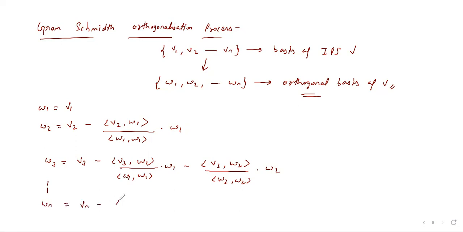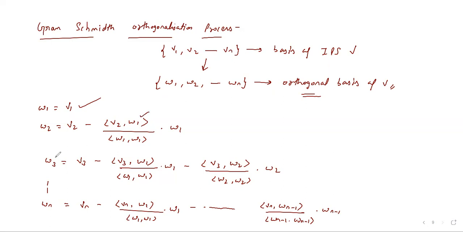Vn minus (Vn comma W1 upon W1 comma W1) into W1, going on to minus (Vn comma Wn minus 1 upon Wn minus 1 comma Wn minus 1) into Wn minus 1. Now what are we doing here? The first vector of the orthogonal basis would be V1, and the second vector we would find by V2 minus the inner product with respect to W1. And the W3 vector would be V3 minus, so there is a procedure that is followed in this.